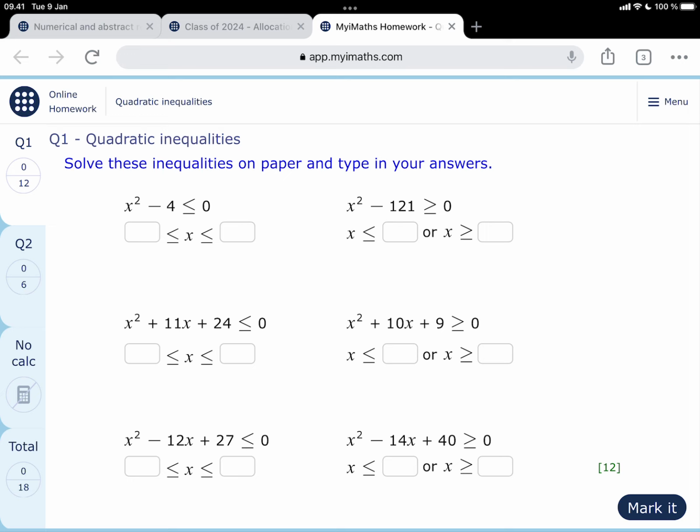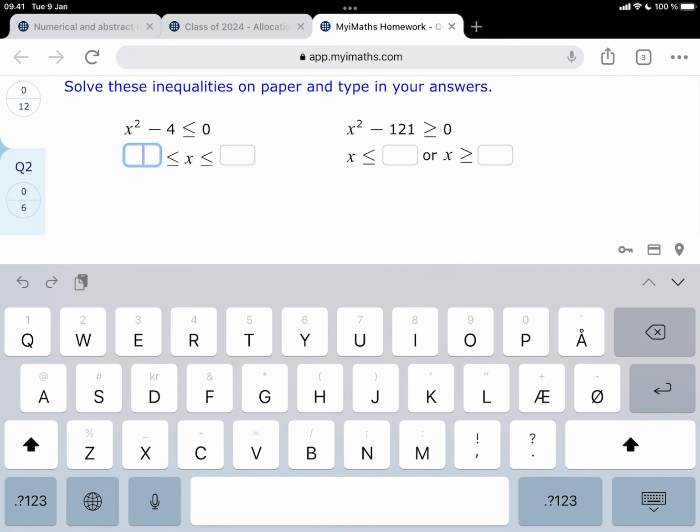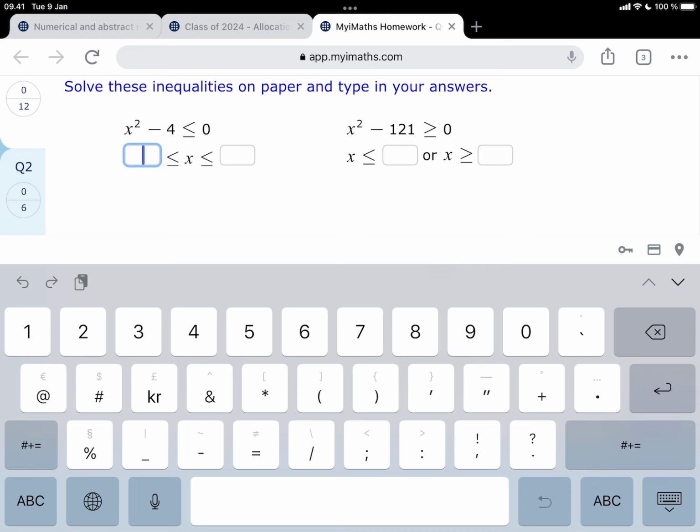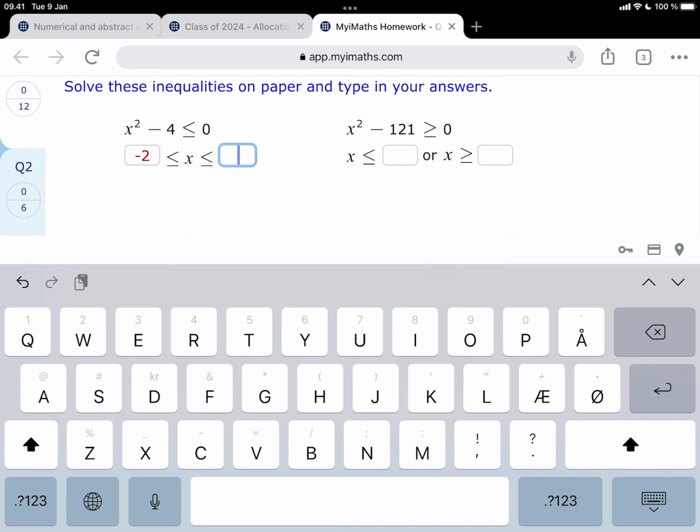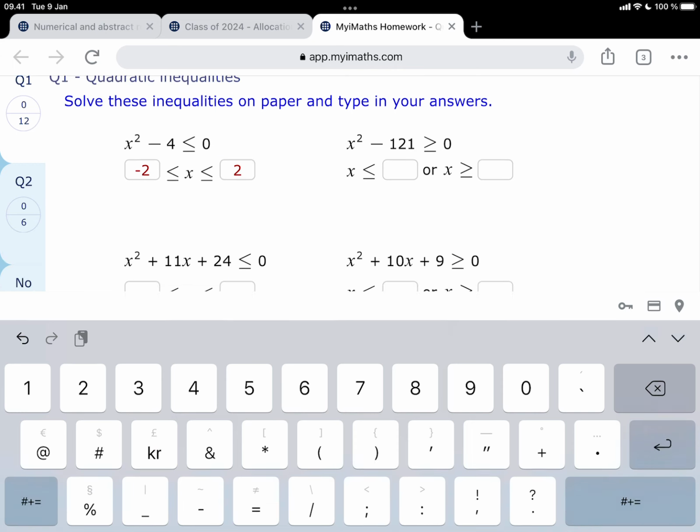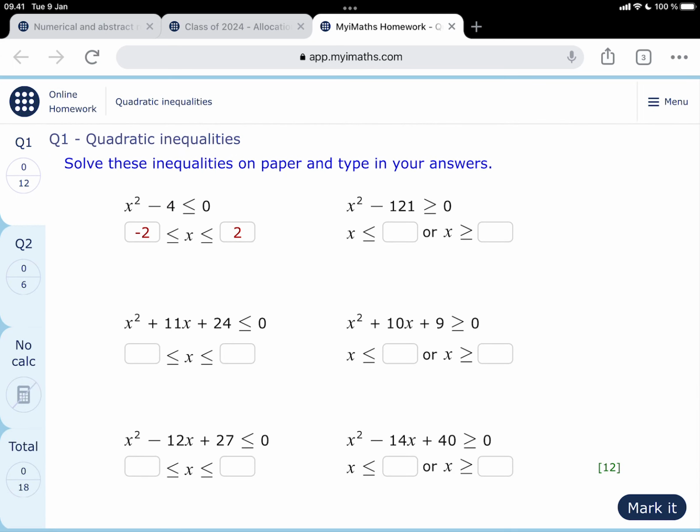Okay, so the range of values for which the first inequality is valid is between -2 and 2. So I'll just fill in between -2 and 2. X between -2 and 2 makes the inequality true. Okay, well, let's go to the next one to the right of that.